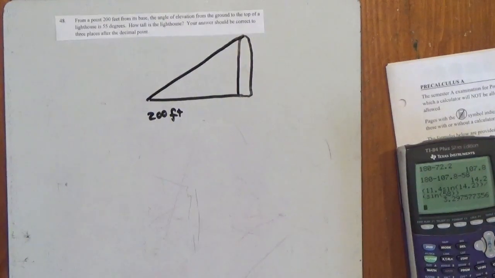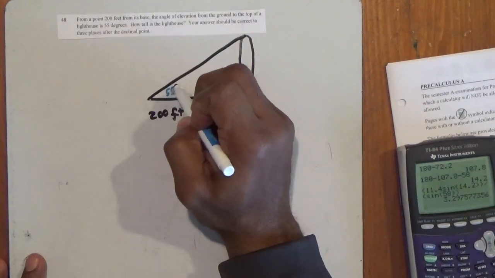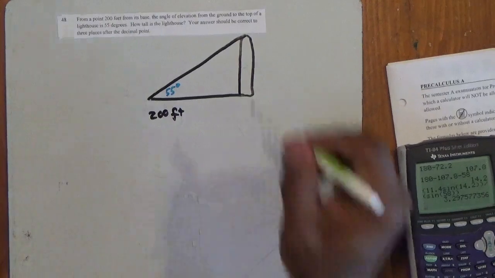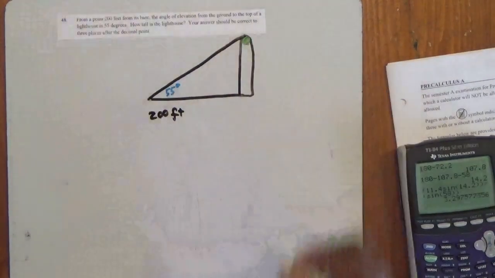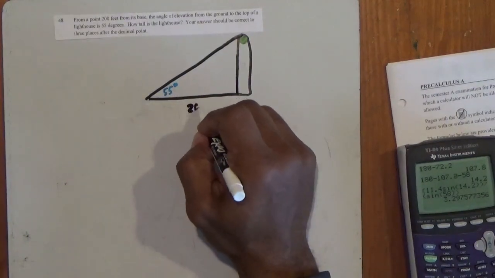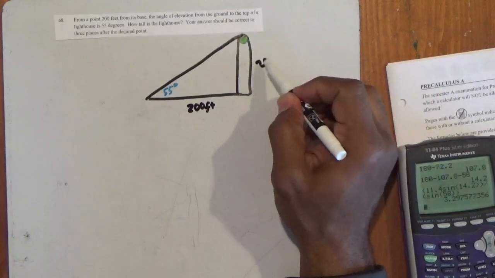That's not quite 55 degrees, but we're going to take it. How tall is the lighthouse? From a point 200 feet away, so there you've got your 200. You have your 55 degrees. They want to know the height.